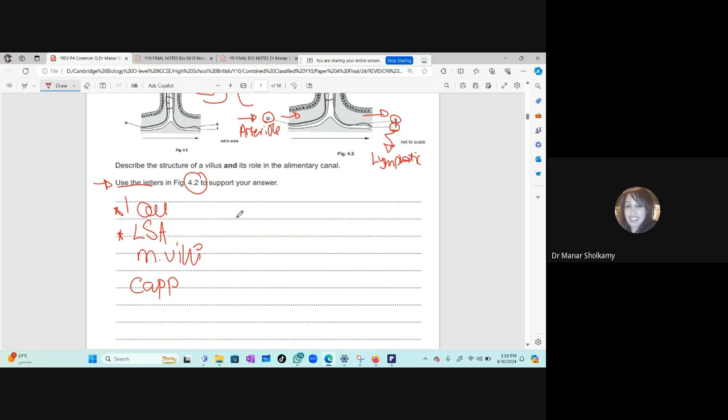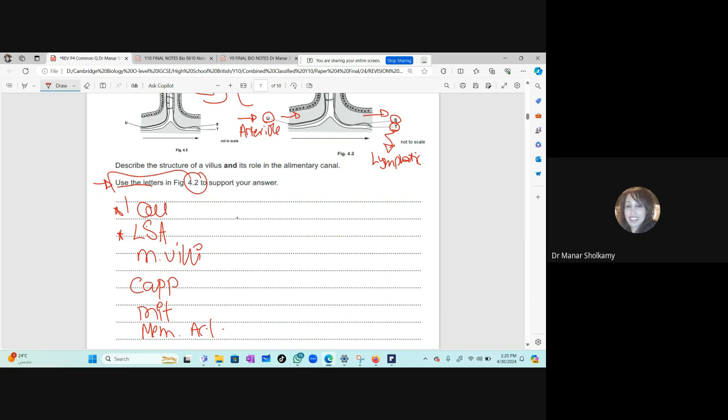What else? It absorbs nutrients by diffusion and active transport. What does it have so that it enables efficient active transport? Mitochondria. Of course, it has everything needed in active transport. Lots of mitochondria to produce energy. It has membrane proteins for active transport.